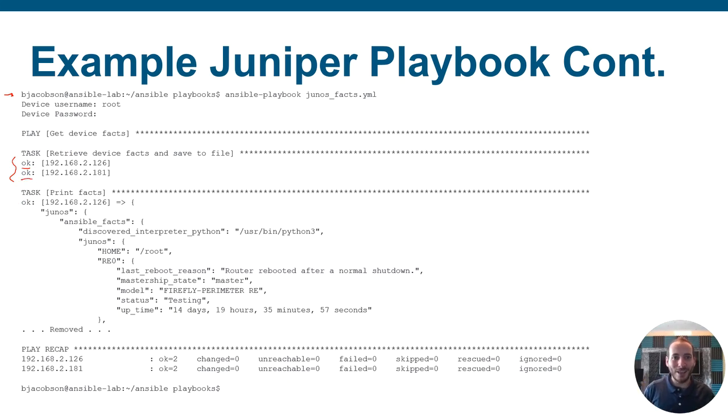It executed successfully on both of those devices, and then we are printing those facts. We see here it is done in text format, and that we have each of our items for our facts. So we have our RE0, our routing engine information, the model, that this is a VSRX that this is executing against, so it is the Firefly model of the VSRX, that the Python interpreter is Python 3 that's available, and that our uptime here is just a little over 2 weeks.